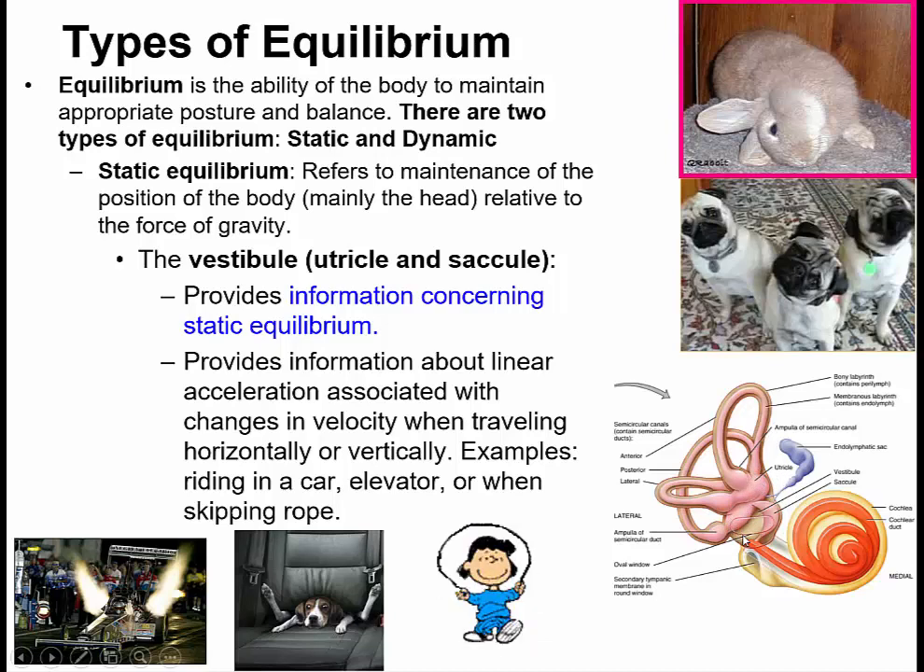The vestibule consists of two structures, the utricle and the saccule, as shown here. We're referring to static equilibrium, where your head moves in a stationary position, moving from one side to another, and you can tell where that is in space. Even without visual cues, the movement of fluid in the vestibule can allow your brain to know where your head is in space. It also detects a little bit of dynamic equilibrium in that it can detect acceleration, deceleration, and up and down movements, moving vertically, for example, when you're in an elevator or skipping rope.